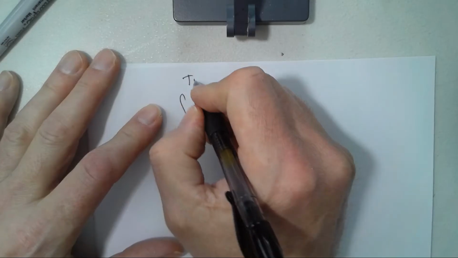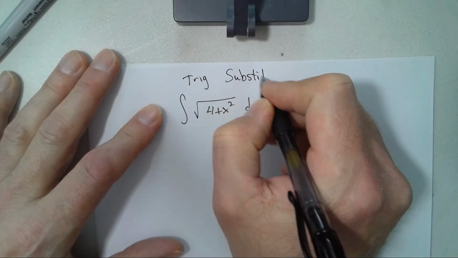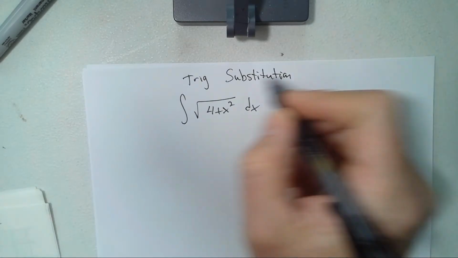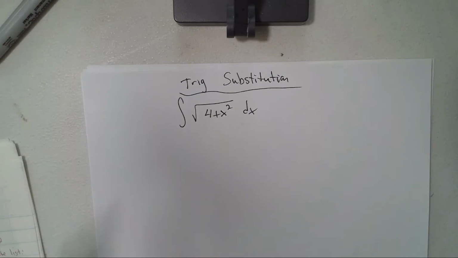Trig Substitution. Alright, so we use trig substitution in order to find the antiderivatives of integrals. We probably don't know what the antiderivative of this is.